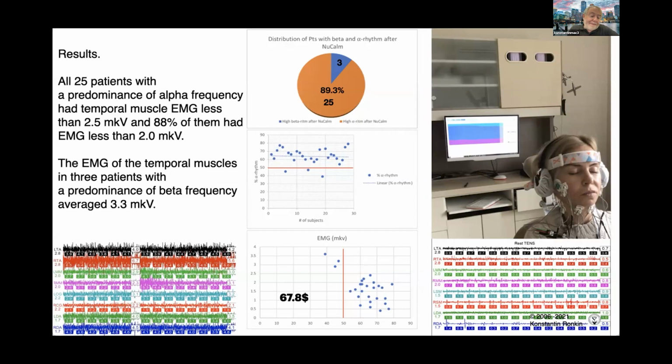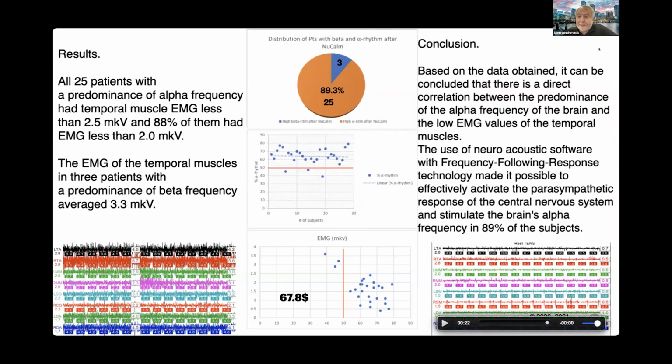And the conclusion of this study, based on the data obtained, it can be concluded that there's a direct correlation between the predominance of the alpha frequency of the brain and low EMG values of the temporalis. The use of the neuroacoustic software with a frequency following response technology made it possible to effectively activate the parasympathetic response of the central nervous system and stimulate the brain to have an alpha frequency in 89% of the subjects. So this is the conclusion of this study that we conducted several years ago.